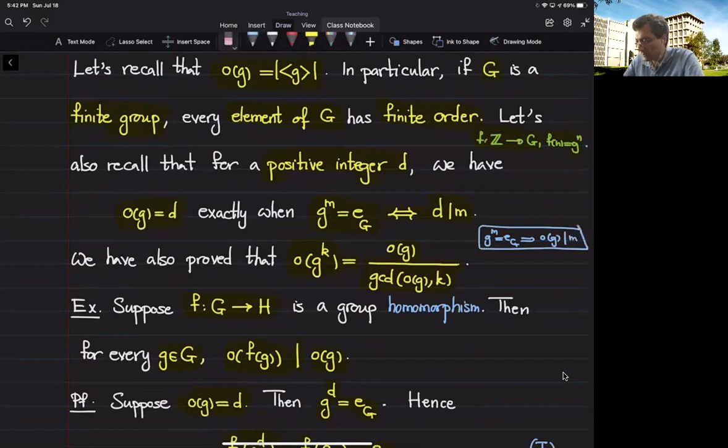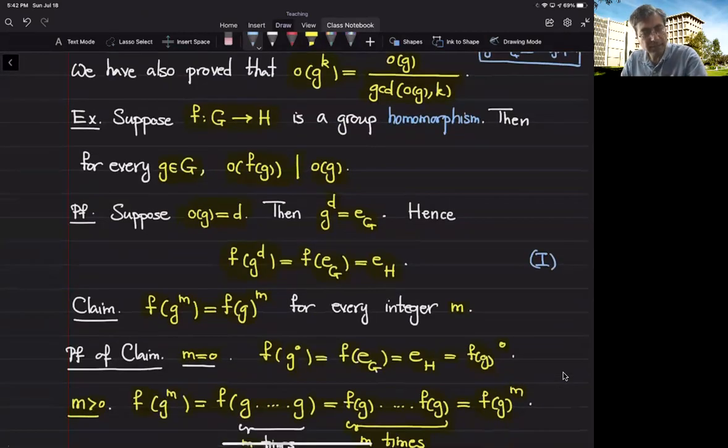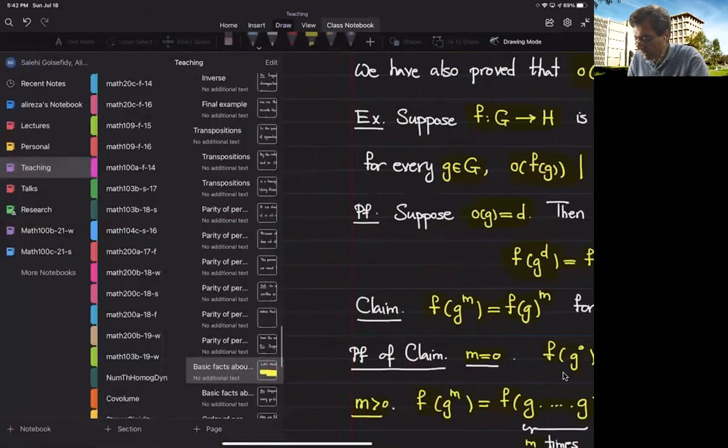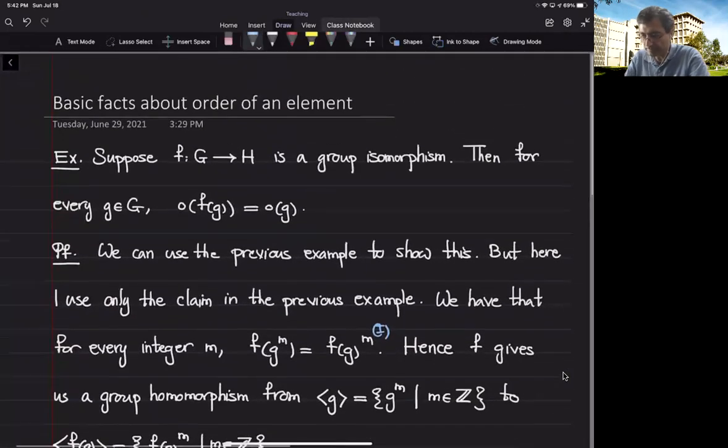Okay, so this is one of the crucial, important properties of order. In fact, if a positive integer has this property, then that number is the order. That is what this statement says. Now we understood how order behaves under a group homomorphism. Now, as a corollary, we get how it behaves under a group isomorphism.